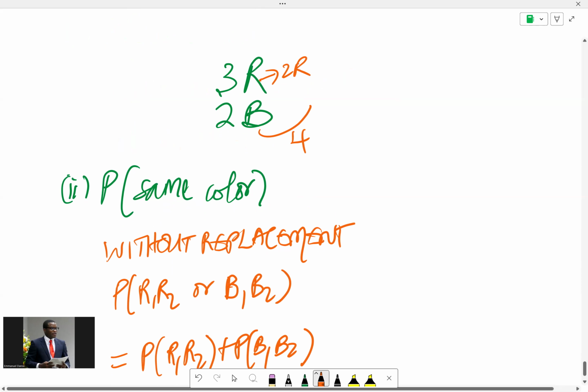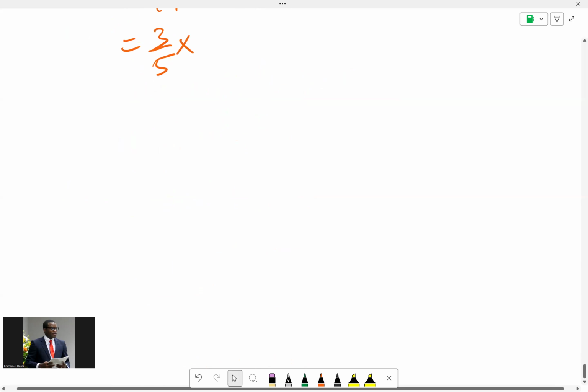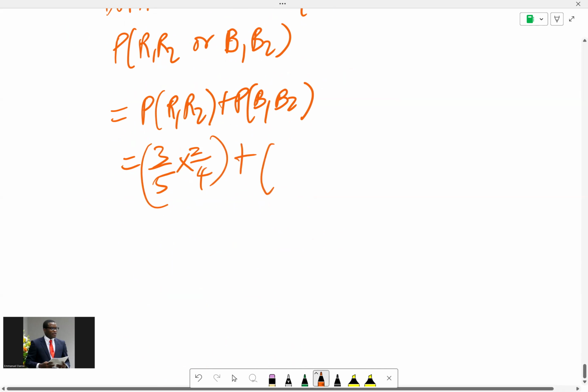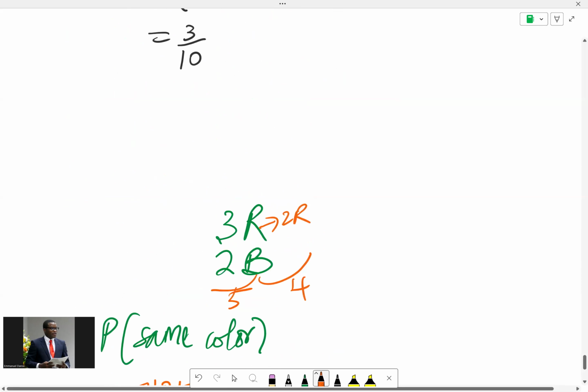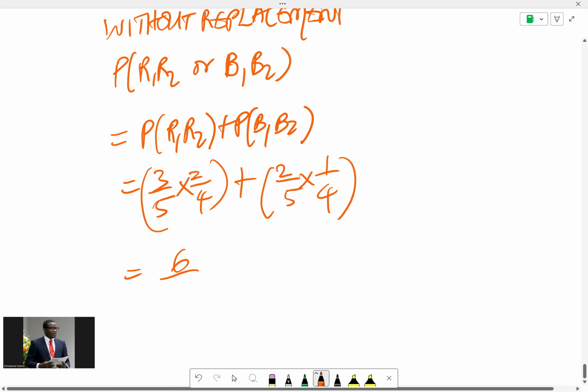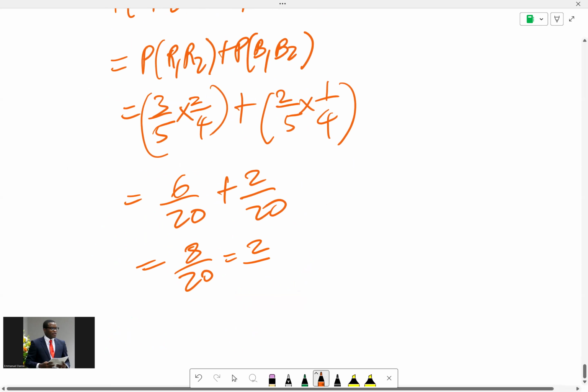So everything is now 4. Initially it was 5, right? So now it's going to be 2/4 plus, so blue first, blue is 2. So you have 2/5. Without replacement, you have 4 left now. If you take 1 blue out, you have 1 blue left. So everything is still 4, but you have only 1 blue ball left. So that's 1/4. So that is 6/20 plus 2/20, and that is 8/20. And that is 4 in 8 is 2, 4 in 20 is 5.